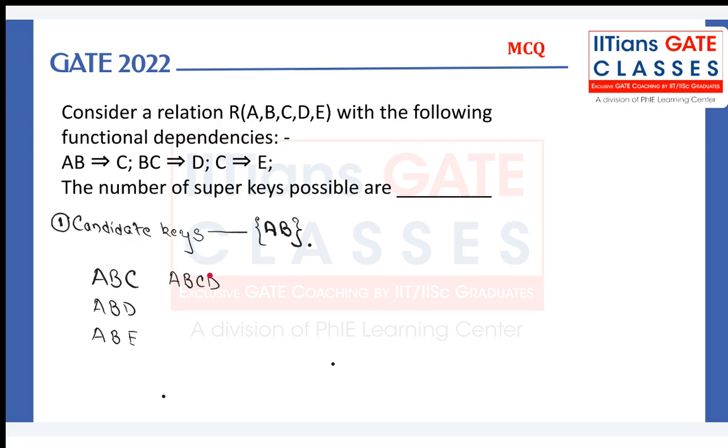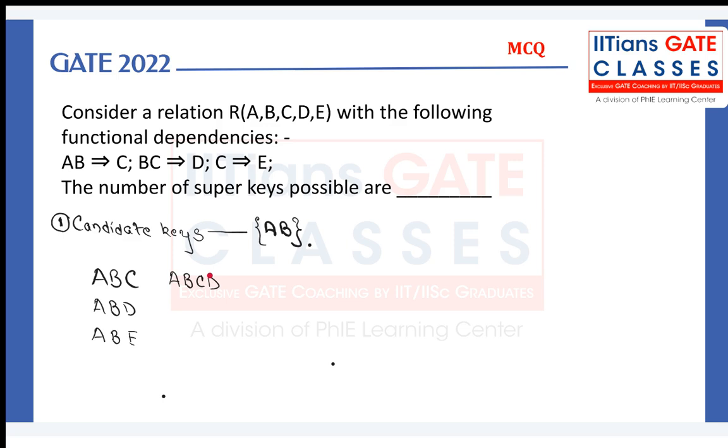Hold on. Can I say ABCD is a super key? And also every candidate key is a super key. Please know that, okay? Every candidate key is also a super key. ABCD is one of the super keys, right? Jigya, you're with me here? Any superset of a candidate key is a super key. So ABCD is a super key.